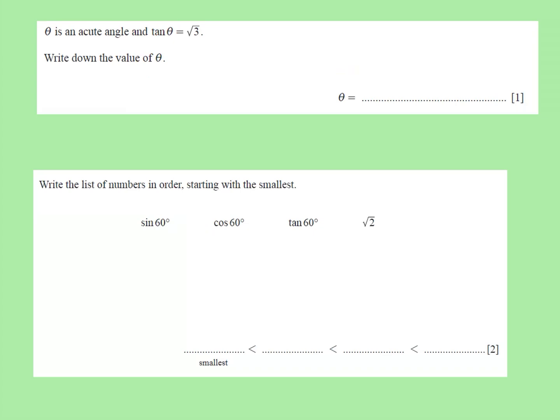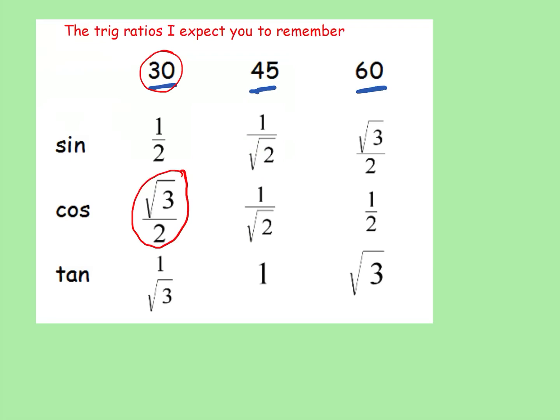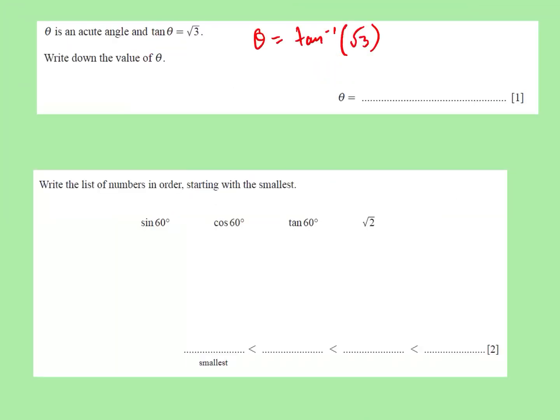Same here. Theta is an acute angle. Tan theta equals root 3. Find theta. Well, theta is equal to shift tan of root 3. Again, we just need to know it. Maybe you've written these down in the test. You can just look at your table now. Tan of root 3, 60 degrees. So you're seeing it's always these nice numbers. It's always going to be 30, 45 or 60.